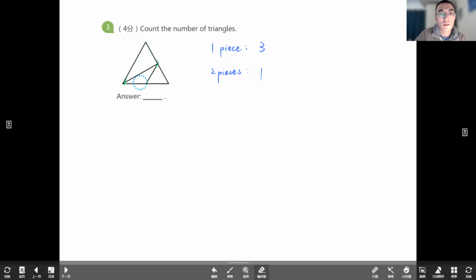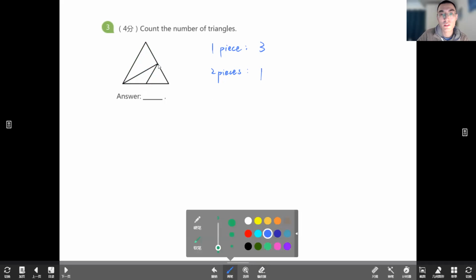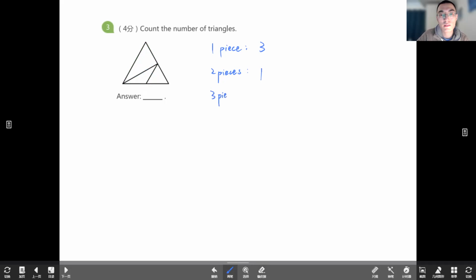And then finally, for our 3-piece triangle, it's just the whole, this large one. Okay, change back to blue. For 3 pieces, we only have 1. And then the answer should be all the 3 numbers added together. So 3 plus 1 plus 1 will give us the correct answer, which is 5. So we can write, there are 5 triangles in this diagram. Right, that's question number 3.